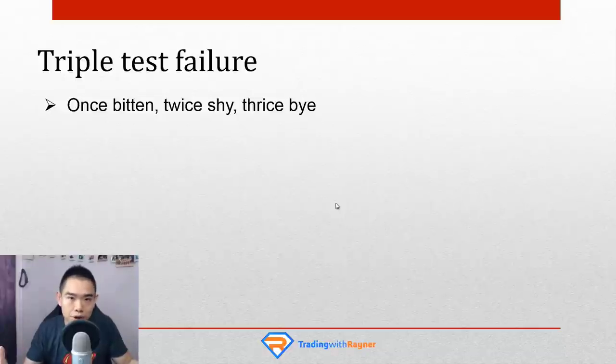And it's the same here for trading. When you see a price retesting a level and just couldn't break out, chances are it's not going to break out and will reverse. So let me explain how this one works.